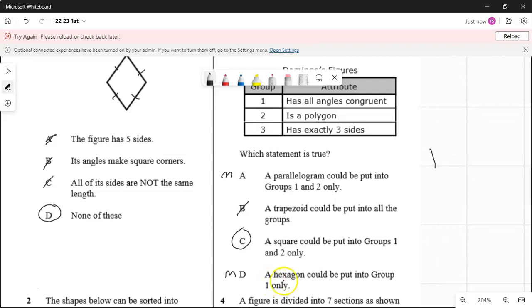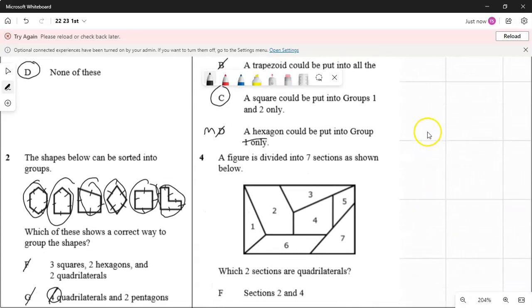So, well, take this back. A hexagon could actually be put into group 2. So that is not true. So a hexagon is a polygon. So that one is not true because it says 1 only. So we'll eliminate that one right there. So C is the correct answer choice. A square can be put into group 1 and 2 only. And let's look at the last problem here.